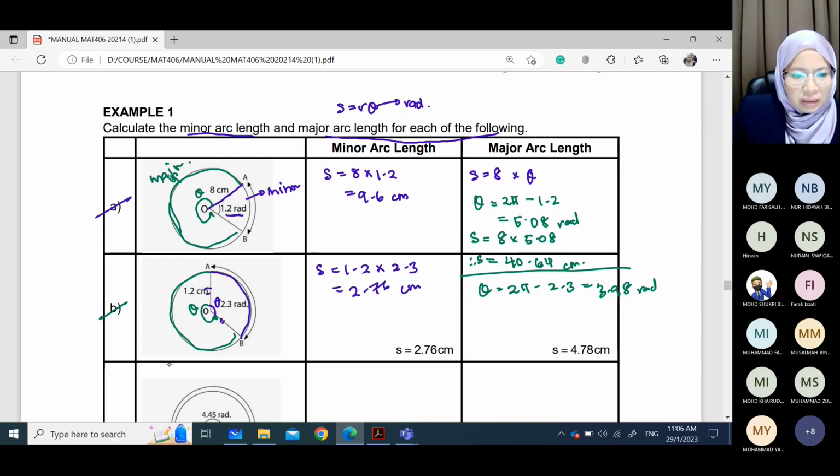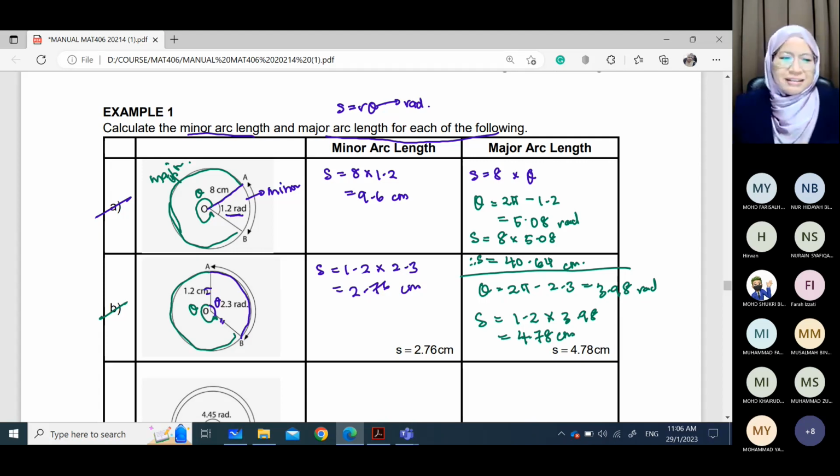Okay, so kita nak cari measure arc length. So as equivalent with radius, so radius is 1.2 multiply with 3.98 radian. So the answer here is multiply with 1.2, kita akan dapat 4.78 cm. Okay, faham major arc length and minor arc length.